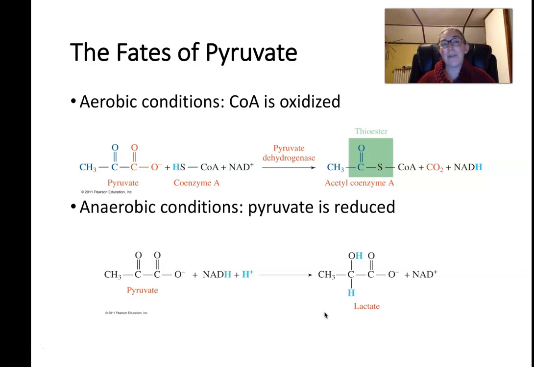If oxygen is around, if it's aerobic conditions, then pyruvate gets converted into acetyl-CoA. It gets oxidized. So this coenzyme A gets oxidized by the pyruvate, and we end up with acetyl-CoA. If there's no oxygen around, then pyruvate gets reduced. It gains hydrogens, and it becomes lactate or lactic acid.